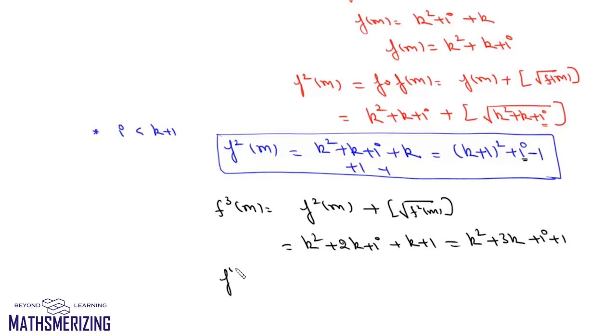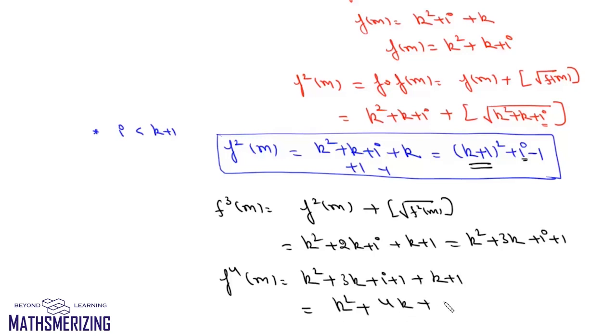In the same way, we'll find f to the power 4 m. There will be k square plus 3k plus i plus 1 and then the square root of this value. The square root of this value again will be k plus 1. So we can write this as k square plus 4k plus 2 plus i. Now we'll add 2 and subtract 2. Then we can write this as (k plus 2) square plus i minus 2.